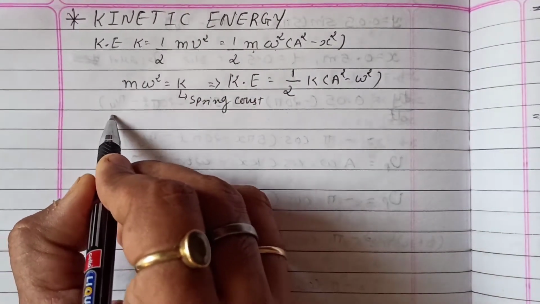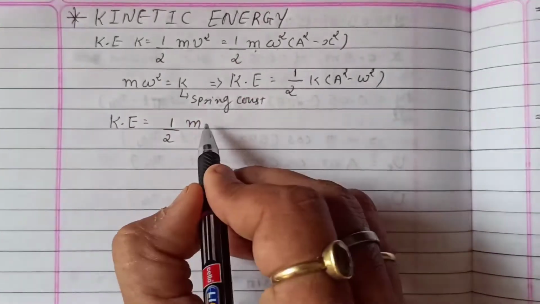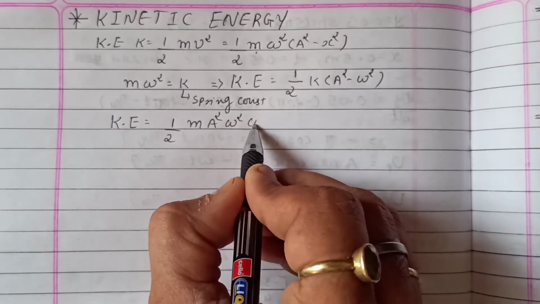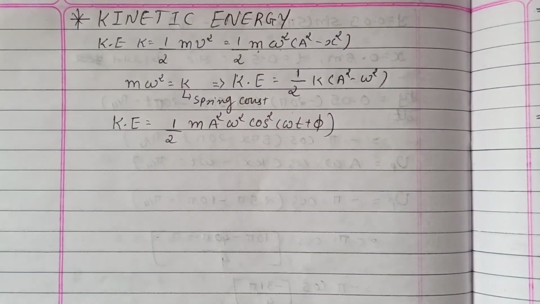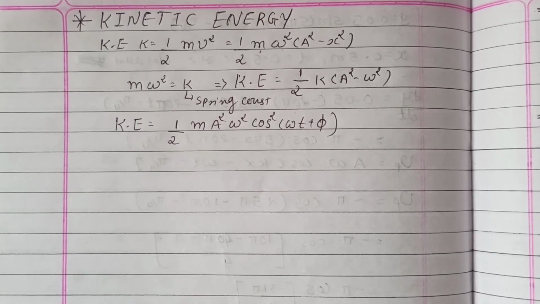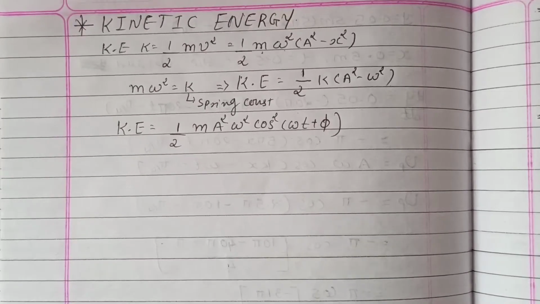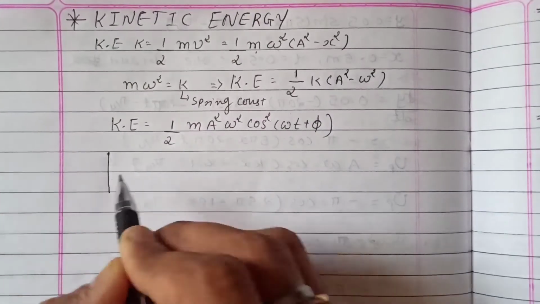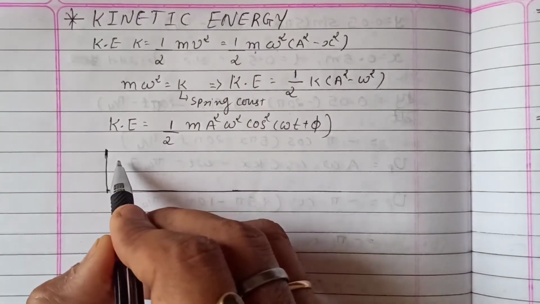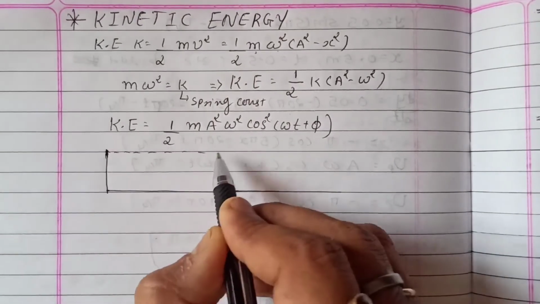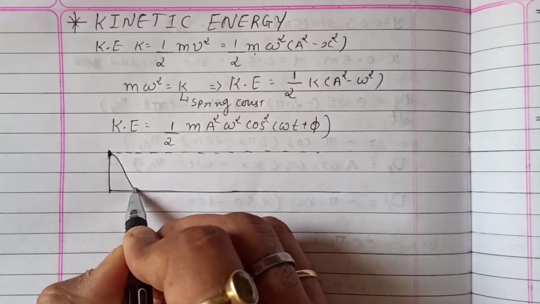So kinetic energy in terms of a periodic function: KE is equal to 1/2 m a square omega square cos square (omega t plus phi). Here the plus or minus sign does not come. Okay, let us move ahead. We can see the graph like this. The graph is just like that.